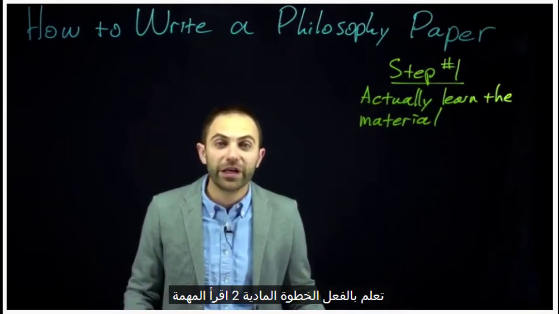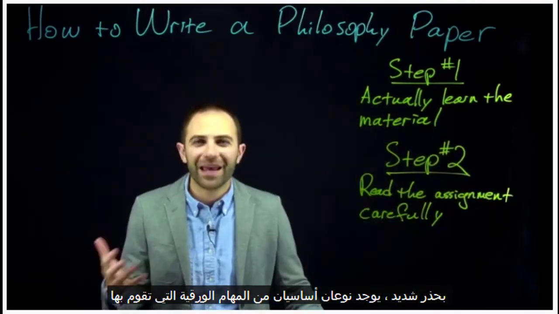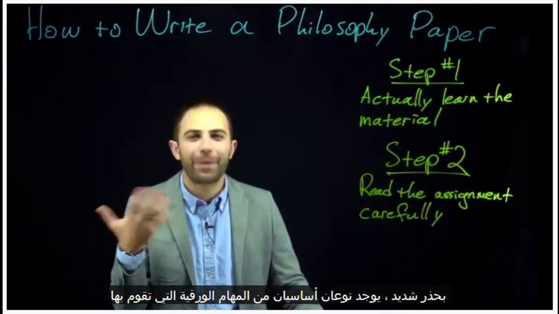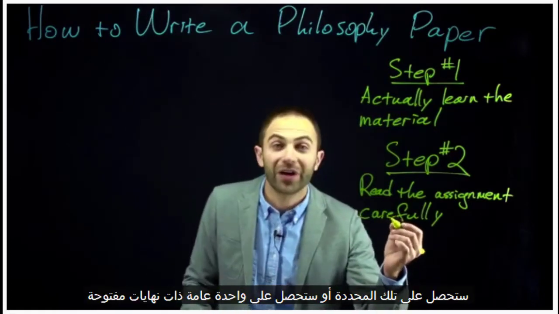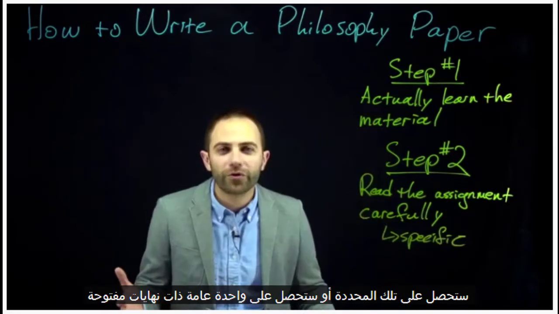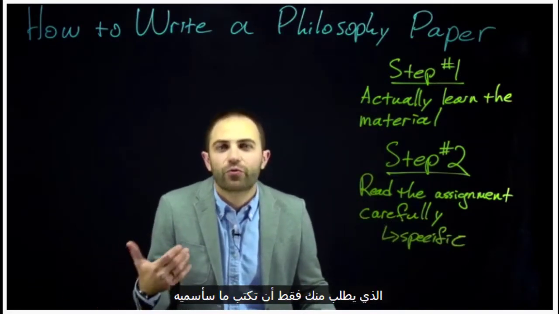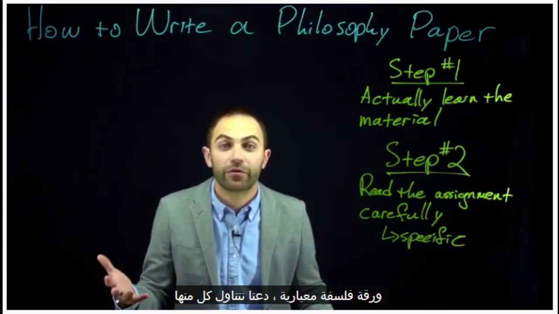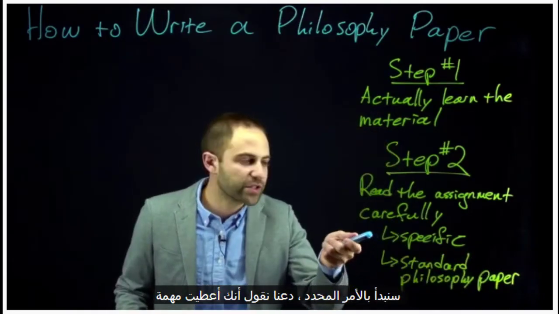Step 2, read the assignment very carefully. There are basically 2 types of paper assignments that you will get in an undergraduate philosophy course. You'll get the specific ones, or you'll get a generic open-ended one which just asks you to write what I'm going to call a standard philosophy paper. Let's go through each of these. We'll start with the specific one.